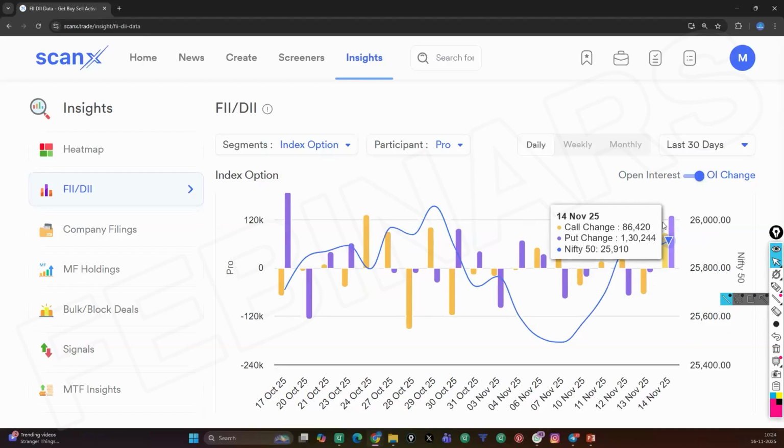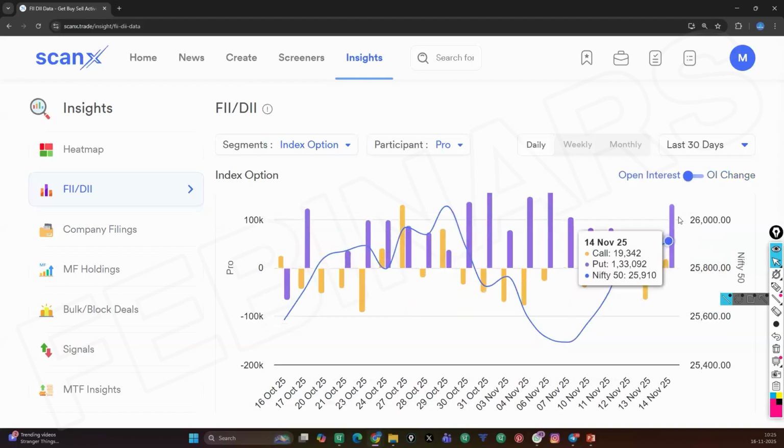What is it indicating? Are the pro traders bearish or bullish, looking at yesterday's data or the overall data? If you look at the overall data, they are holding 1,33,000 put option contracts and 19,000 call options. And these contracts are going to expire on Tuesday, because the majority of contracts expire with the Nifty expiry on Tuesday.